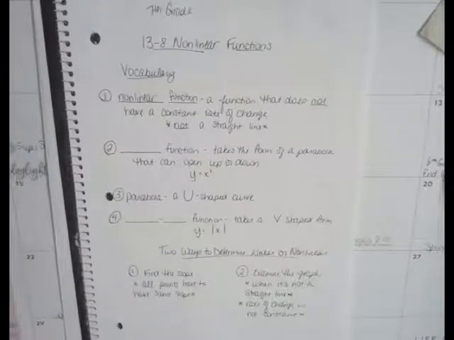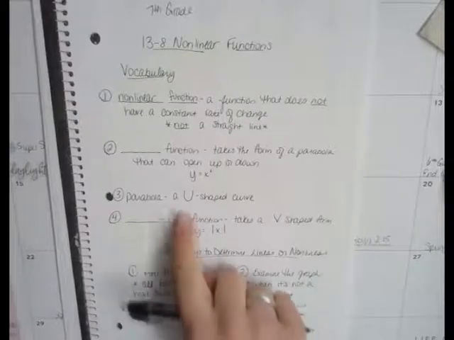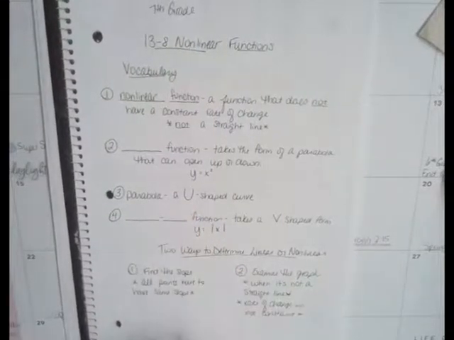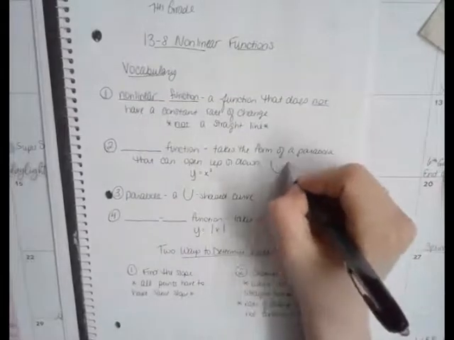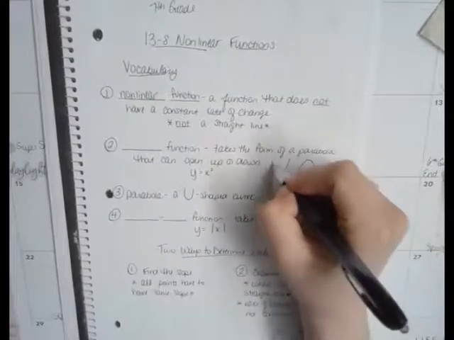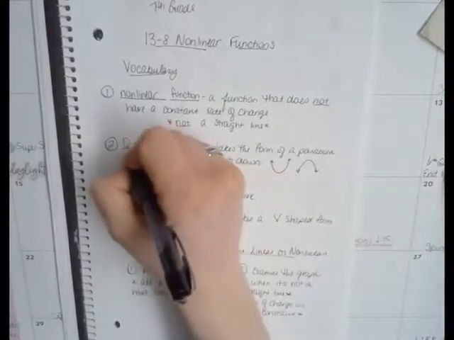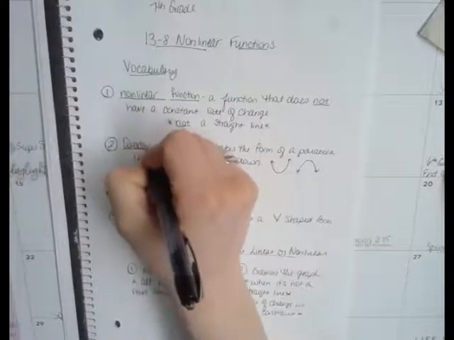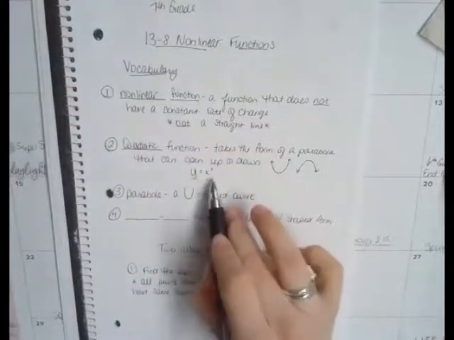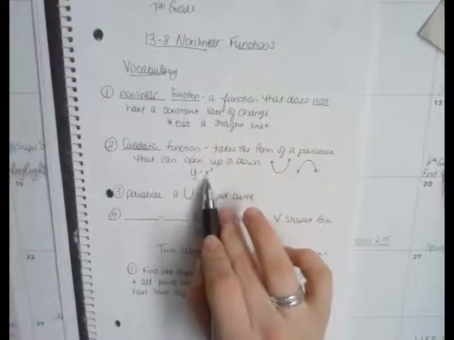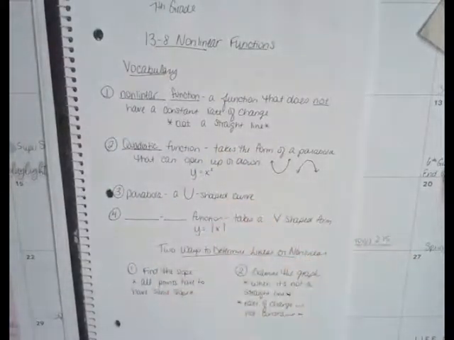And then a quadratic function takes the form of a parabola, and a parabola is a U-shaped curve that can go up or down. So that means it can look like this, or it can look like this. And that is called a quadratic function, and it's y equals x squared. So anytime the x is being squared, that is always going to be a quadratic function.